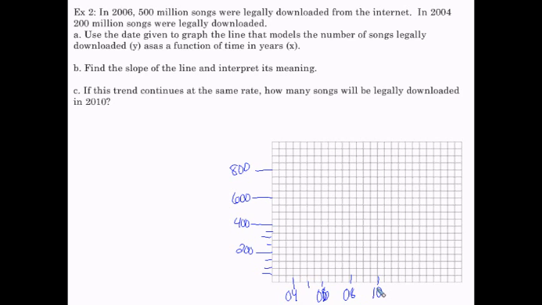Yeah, space out. So in 2004, there were 200 million songs, so that goes here. And in 2006, there were 500 million songs, so that goes here. And then I get this line. And if it's straight, I could just look at the picture. So if I had actually used a ruler, I could just look at the picture and come up along the 2010 line and figure out what that number is, and I would know that it was good if I had drawn the line straight, which I did not. So I can't use the picture.